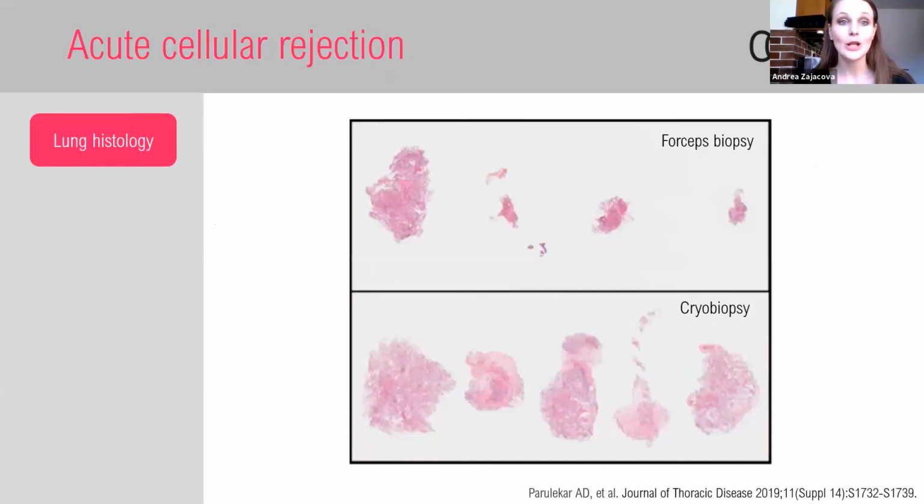When it comes to acute cellular rejection in the lung, histology is the gold standard, and the only way we can obtain it is by biopsy. As you may see depicted here, even when we use cryobiopsy, which is more risky than a classical forceps one, we are not always able to obtain all the tissue we are interested in, for example, bronchi.